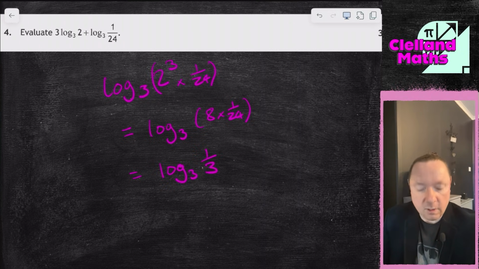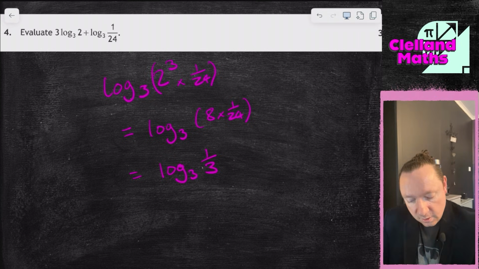So what does that tell us? Well, 3 to the power of something is a third. 3 to the power of minus 1 is the same as a third because it's 1 over 3 to the 1.